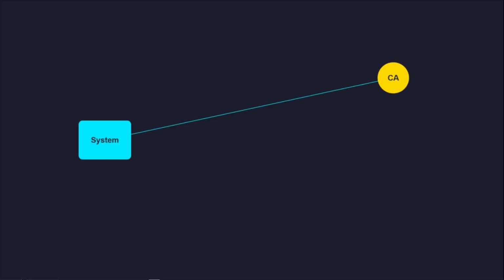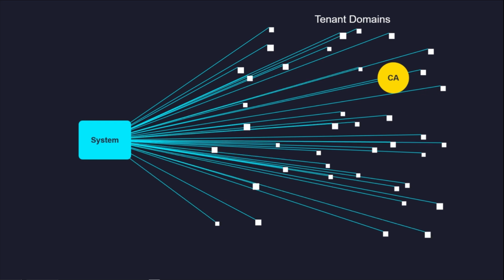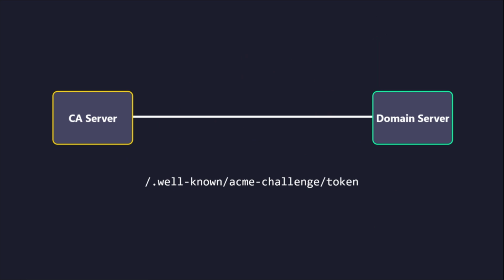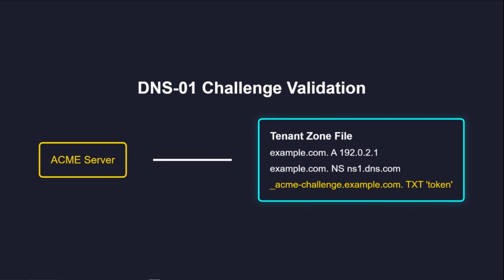Using the Automated Certificate Management Environment protocol, your system can programmatically request and renew certificates for thousands of unique tenant domains. The HTTP-01 challenge verifies domain ownership by placing a specific token at a known path on the custom domain web server. Domain name system validation is preferred for wildcard certificates and requires adding a temporary text record to the tenant domain zone file.